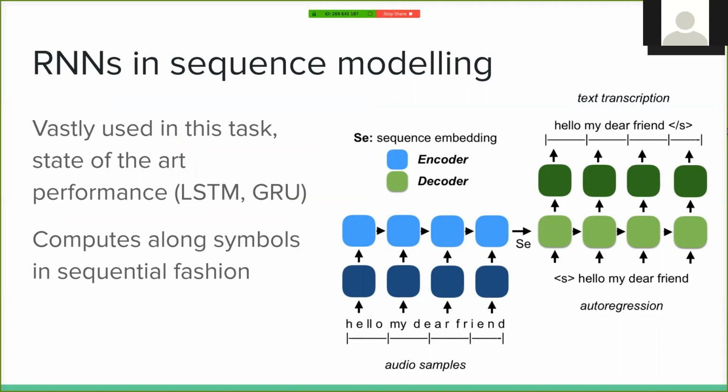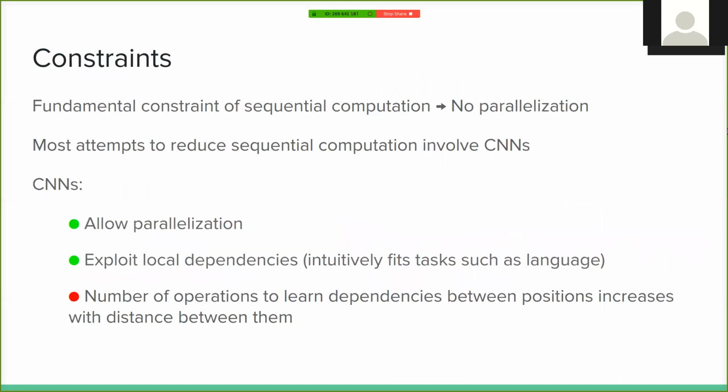So in the task of computing the representation of the inputs and outputs, which is sequence modeling, mostly RNNs have been used in the past few years prior to this paper. They were vastly used in this task and achieved state-of-the-art performance at that moment. An RNN computes along the symbols, the tokens, in a sequential fashion, because of its recurrent nature. So there exists a fundamental constraint of sequential computation, which prevents us from doing parallelization, which is something we would like to do because it would allow us to train our models significantly faster.